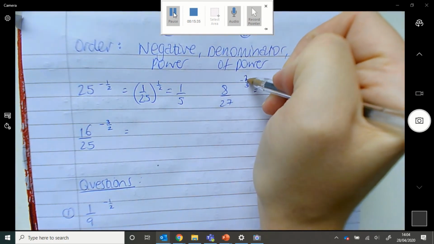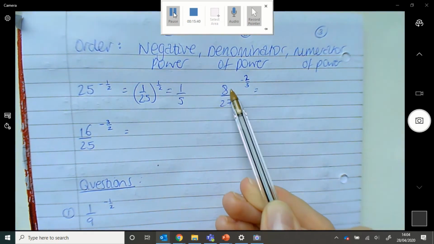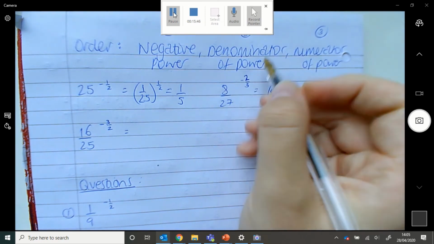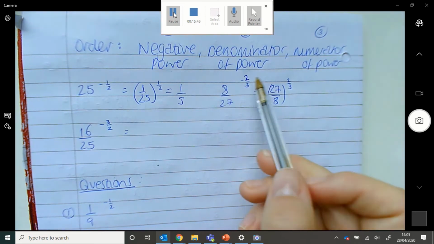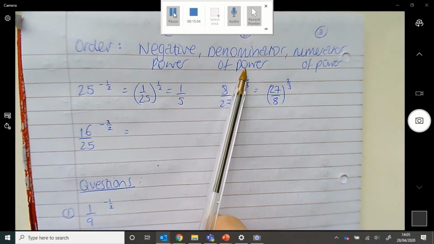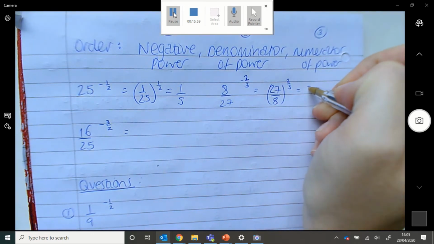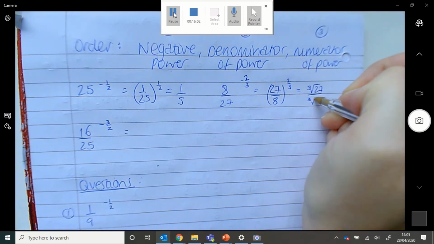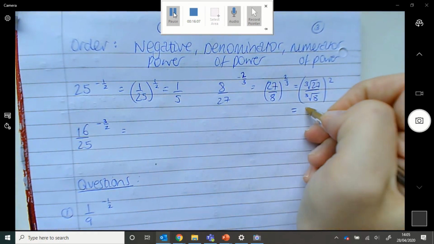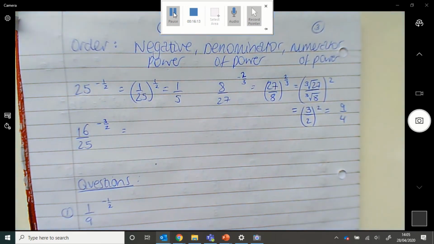The second example is 8 over 27 to the power of negative 2/3. So I do the negative bit of the power first, which means find the reciprocal. You'll notice that I still have the power of 2/3 that is left, but I've used the negative part, which is why it's disappeared from here. Okay, next thing I need to check for is the denominator of the power. The denominator of the power is a 3, so I need to cube root everything. So I need to cube root 27, I need to cube root 8, and I still need to square that answer. Cube root of 27 is 3, cube root of 8 is 2, and I still need to square it, which gives me 9 over 4.